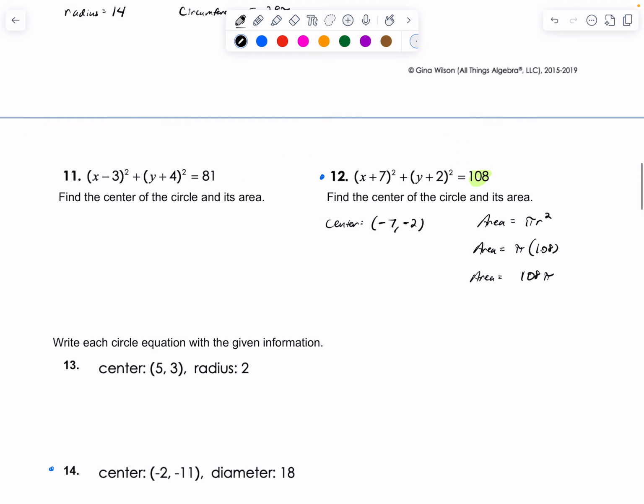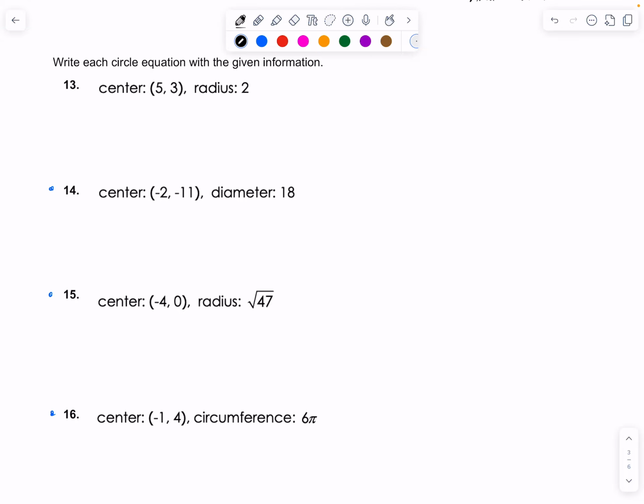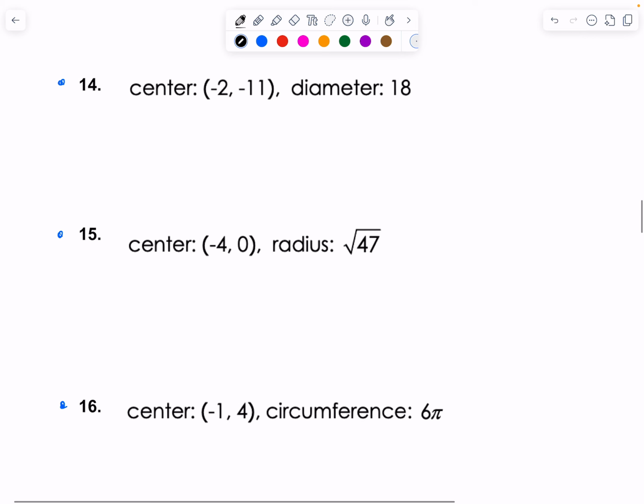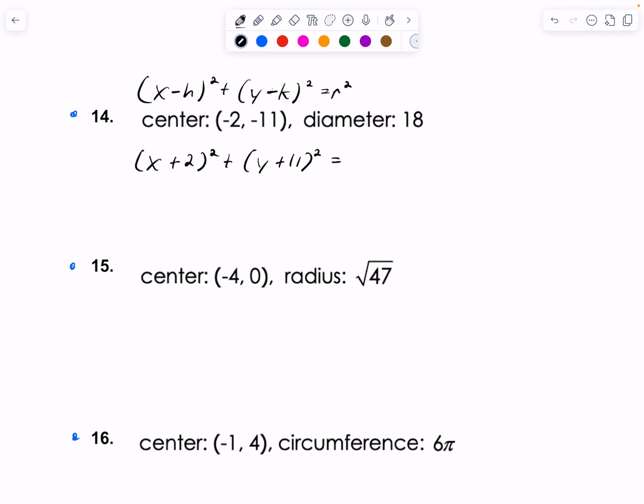Okay, that is it for that section. Let's go to the next section. It says to write each circle with the given information. So 14 says here's the center. Okay, we can write that center now. Remember, using that equation of x minus h squared plus y minus k squared equals the radius squared. I need to think opposite. So x plus 2 squared plus y plus 11 squared is equal to the radius squared.